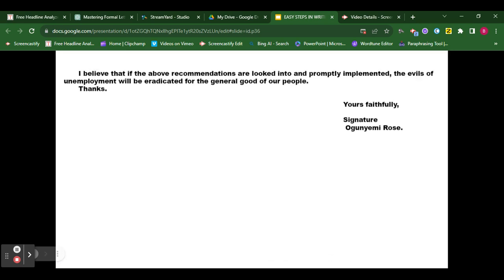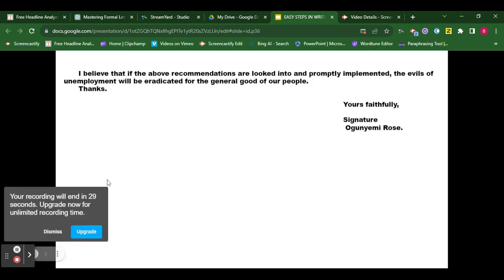So it's important that you recommend and make your recommendations clear. I believe that if the above recommendations are looked into and promptly implemented, the evils of unemployment will be eradicated for the general good of our people. Thanks. Yours faithfully, signature Ogunyemi Rose. So this is exactly how to write a formal letter, and we have seen the 3 examples. I hope you enjoyed today's lesson.